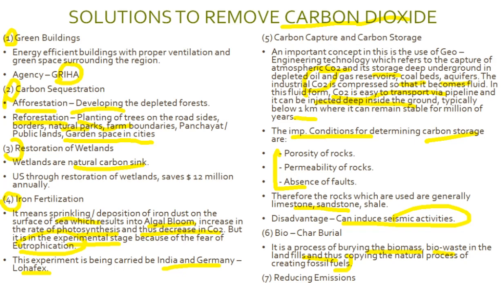Okay. So the seventh solution is reducing emissions. How can we reduce emissions? Obviously, by using efficient technologies in industries and capturing carbon dioxide through scrubbers, converters, etc. We can use public transportation system and we can use sources of clean energy, for example, CNG, hydrogen fuel, e-vehicles, solar energy, hydropower, etc. Right?